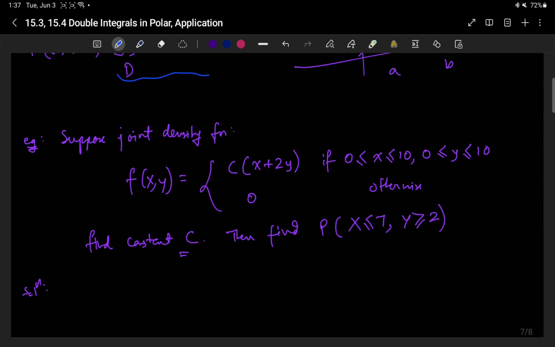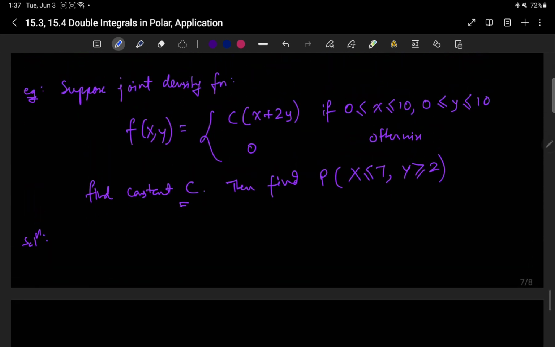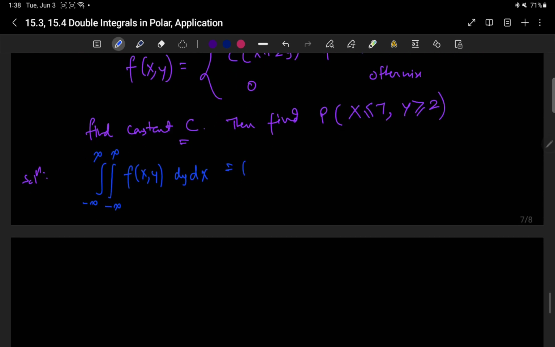So a sample question could be something like, suppose there's a joint density function given by f of x, y is some constant c times x plus 2y for x between 0 and 10, y between 0 and 10, and 0 otherwise. Find this constant c and then find this probability. So first of all, to find the constant c, what we need to understand is that even though this is a joint density function, the total probability will require a double integral. And if I take the total probability over all possible values, this should come out to be 1. And that's what's going to help us solve for c.